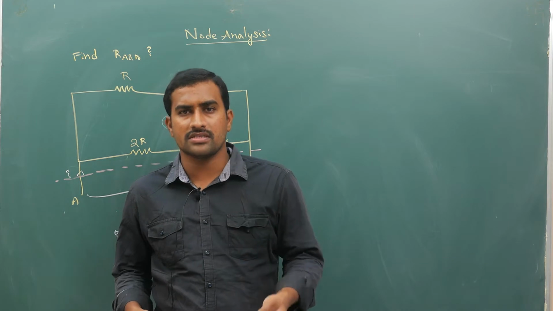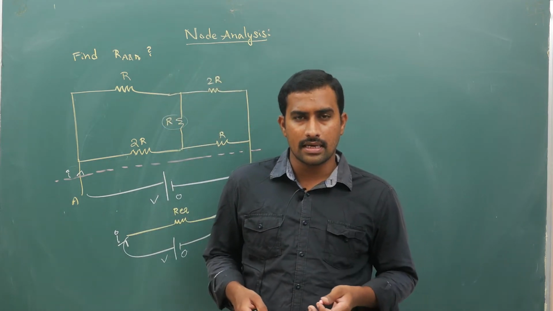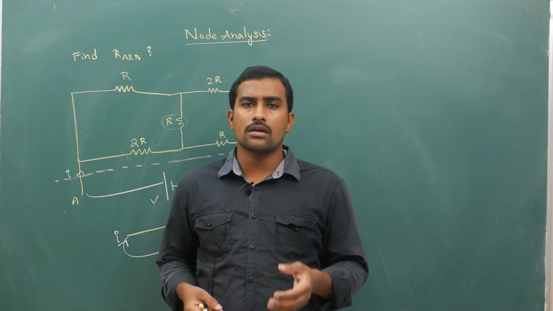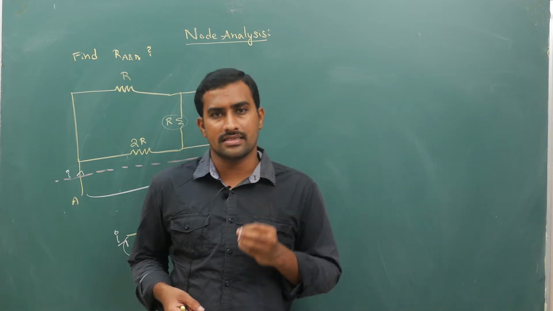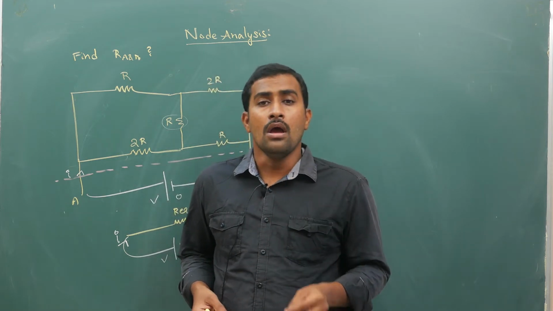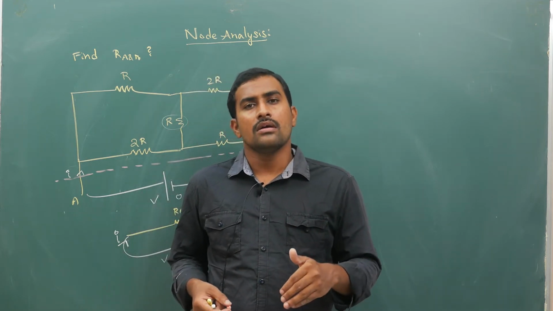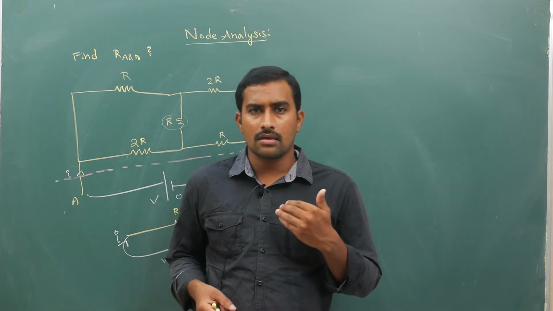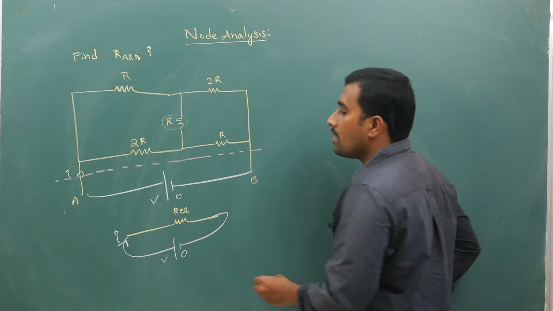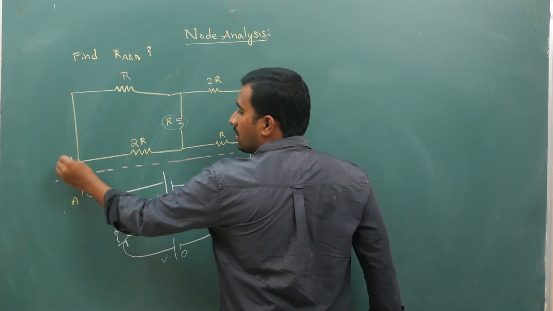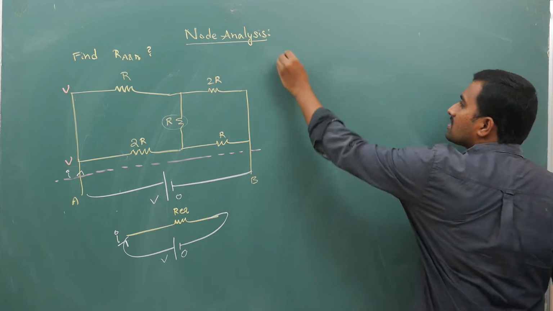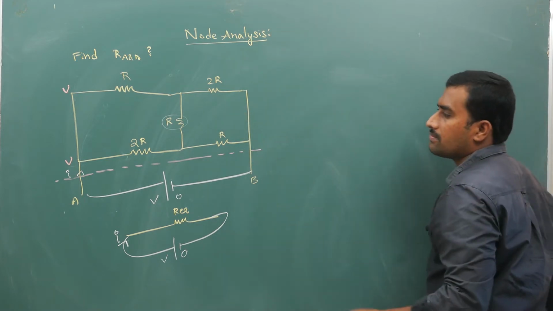While marking potentials, I told you very clearly that potential will rise or drop only if you cross a resistor or a cell or a capacitor, some potential-dropping element. Only then will you have a difference in potential. So in this circuit, if this is V volt, here also there will be V volt, and here it will be V volt. So your first step is, I will write these steps separately.